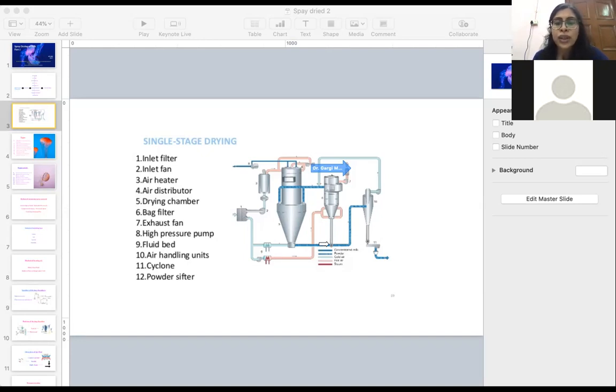Then here is the air handling unit. When the dried milk powder moves, there comes an air handling unit. Here air movements are controlled so that all the dried milk powder is collected in one particular area. So here mostly cyclonic or circular motion of air is created. Then that falls down and the powder is sifted. Why do we sift? So that we get a uniform particle size. This is the sifter, and then the dried powder goes out.